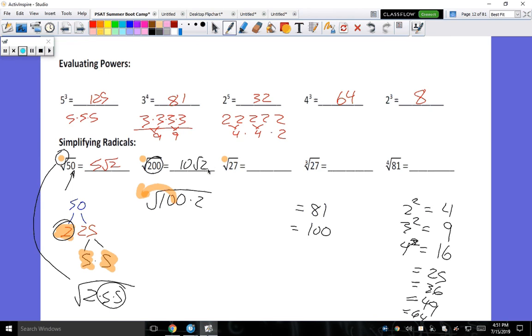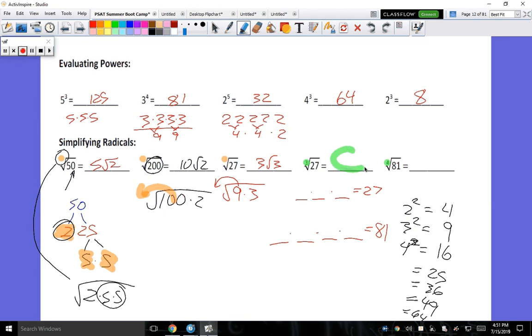Square root of 27. What 2 numbers am I thinking of? 9 and 3. 9 comes out as a 3. Now, the difference here is you don't have an understood 2. These are cube roots and fourth roots. That means 3 numbers that are the same will multiply to give me 27, and 4 numbers that are the same will multiply to give me 81. What is this first answer? 3. And this last one? 3.